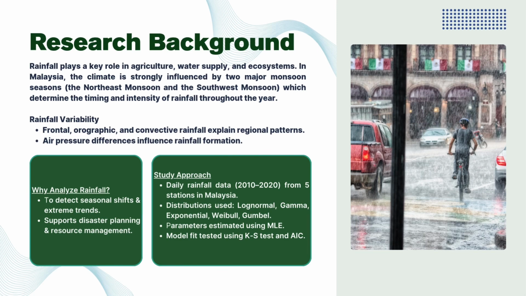Okay, we will start with the research background first. Basically, rainfall plays a key role in Malaysia's environment, supporting agriculture, water supply, and the ecosystems. Malaysia's climate is shaped by two major monsoon seasons, the northeast and the southeast monsoon, which affect the rainfall timing and intensity across the region. There are three main types of rainfall, which are frontal, orographic, and convective, which help to explain the differences in rainfall pattern, and air pressure systems also influence how rain is formed.